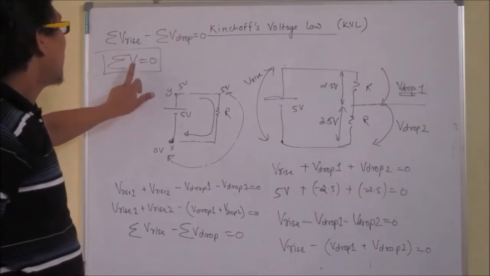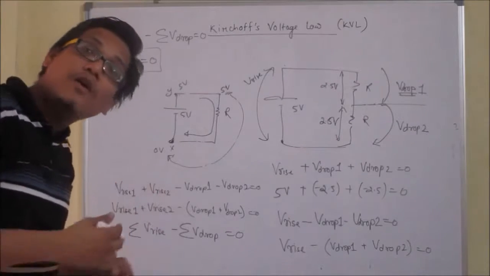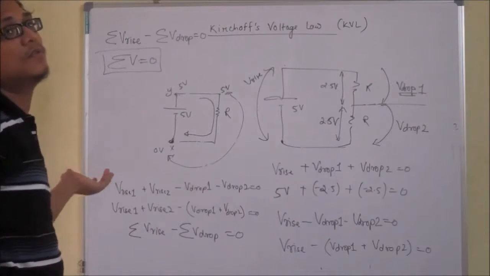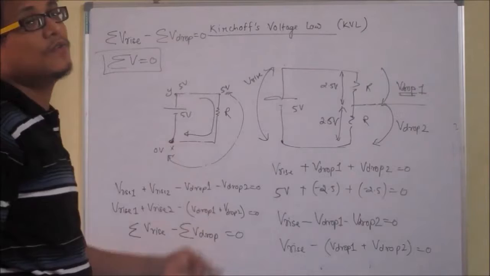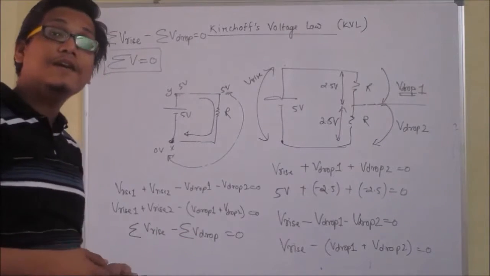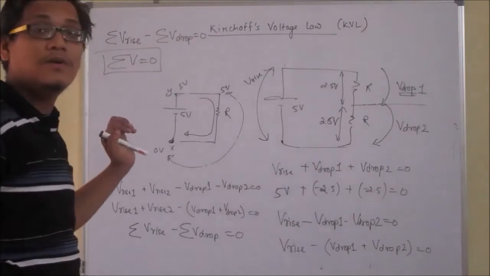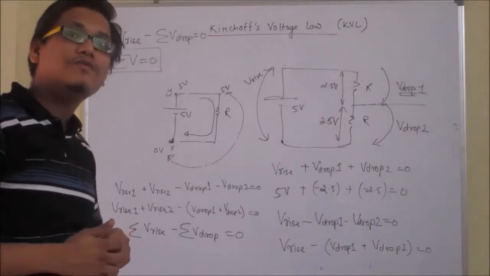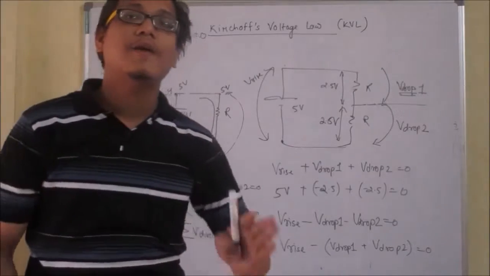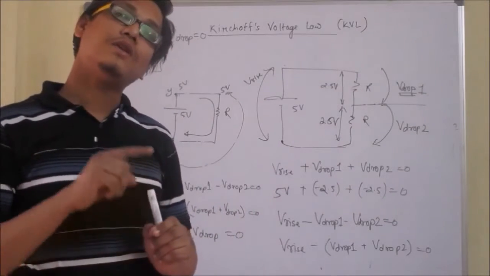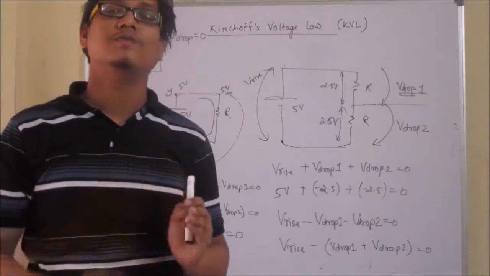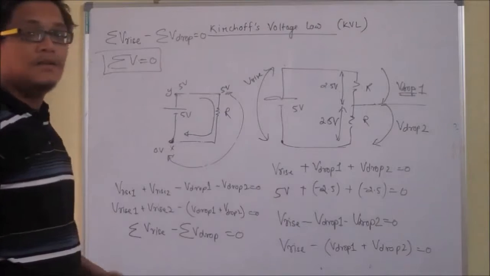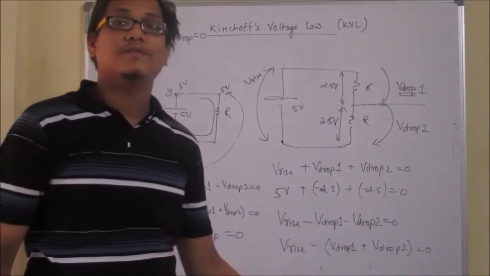Then if I write in this way and say that the sum of all the voltages in a circuit or a closed loop is equal to 0, where positive sign indicates the voltage gain and the negative sign indicates voltage drop, then this is called our Kirchhoff's Voltage Law. What does Kirchhoff's Voltage Law say? It says that the net total sum of all the voltages in a closed loop is equal to 0. It is nothing but this. That's it. This is our Kirchhoff's Voltage Law.